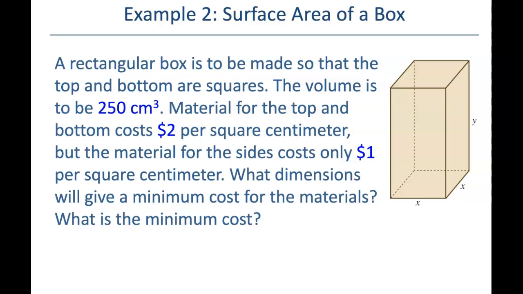area of the box. So this box has top and bottom that are squares, and the overall volume is held fixed, 250 cubic centimeters. The material for the top and the bottom costs, so the two squares cost $2 per square centimeter, and the sides is half that, $1 per square centimeter. So we're supposed to find the dimensions that will give us a minimum cost for the materials. So hopefully that tingles your little spidey senses and you think, oh, I'm going to minimize some function. In other words, you're going to find the derivative of some function and set it equal to 0.